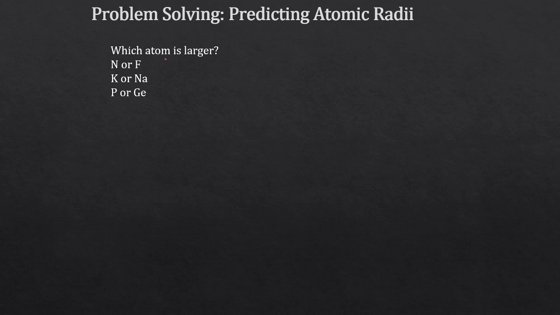Okay, so first, nitrogen or fluorine. They're both in the same period. Nitrogen is to the left. So remember, when you go to the right, you get small. So nitrogen is going to be larger than fluorine because nitrogen is to the left of it. Now, K and Na. If you find those, they're both in the same group. So as you go down, you get bigger. So potassium, K, is going to be larger than sodium. And then finally, you have phosphorus or germanium. Well, it gets big as it goes to the bottom and to the left. So germanium is both one left of phosphorus and one below. So germanium is going to be bigger.